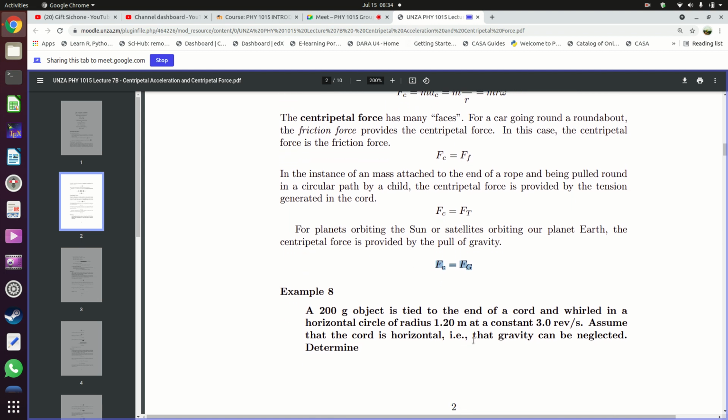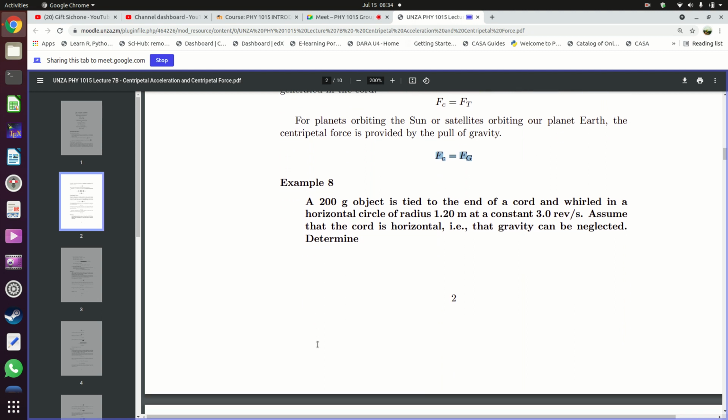There are other cases where you can have something being forced to move in a circle. Whenever you have something being forced to move in a circle, you have to look at what force could possibly be responsible for causing this object to move in a circle. So we have an example. A 200-gram object is tied to the end of a cord and whirled in a horizontal circle of radius 1.2 meters at a constant 3 revolutions per second. Assume that the cord is horizontal, i.e. that gravity can be neglected.